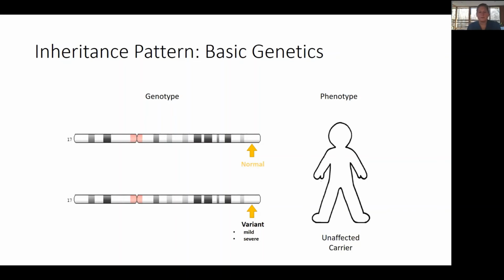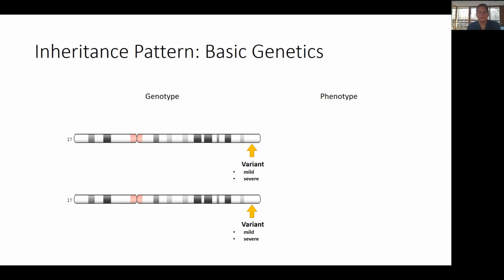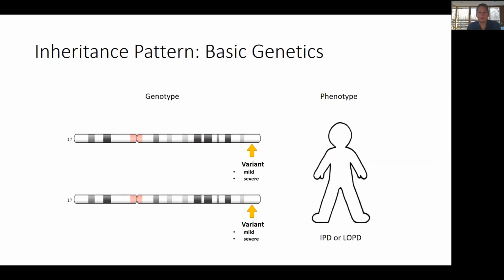So you would think about this as the parent or a sibling of someone who has Pompe. If we have 2 variants, 1 on each copy of the chromosome in each gene, this is what causes infantile Pompe or late onset Pompe.